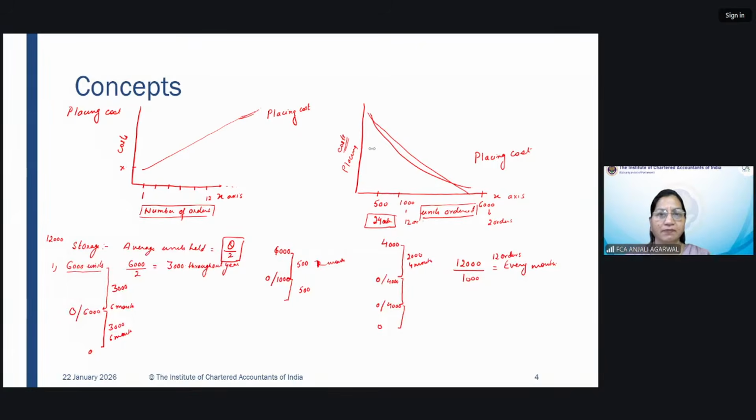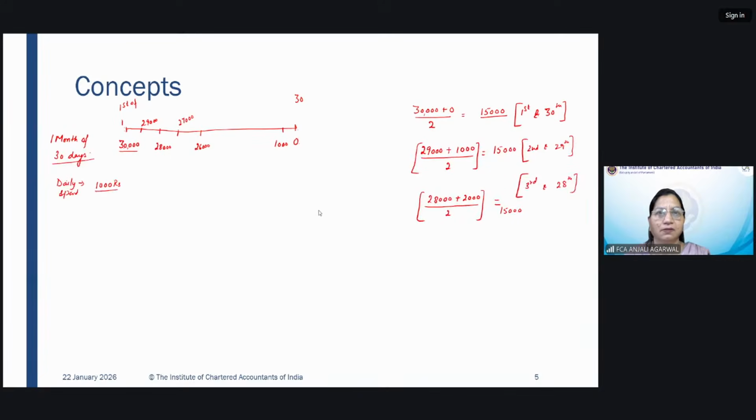Harshal is asking, balance example, can you explain? What example, what do you mean? The money example? Bank balance. Okay.